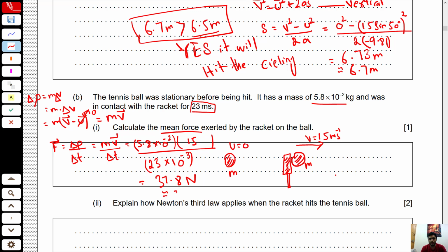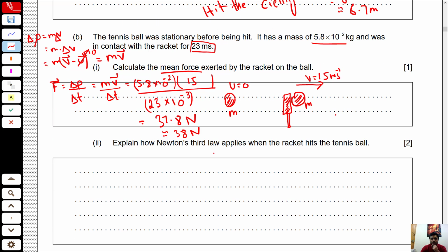I will suggest just rounding to 2 significant figures because we don't want to exceed the maximum possible significant figures. The maximum significant figures that we have in the question is 2 significant figures. So I suggest not to exceed that. So there's a 37 Newton of mean force acting on the ball. Okay.